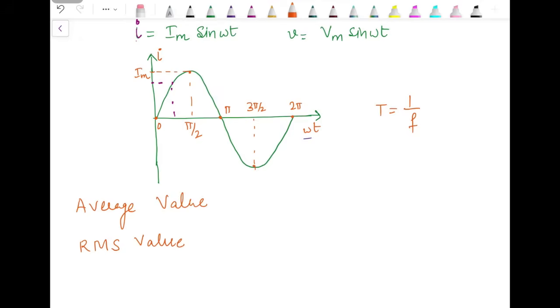It is defined as the equivalent to the DC which would send the same amount of charge through the same circuit in the same time.